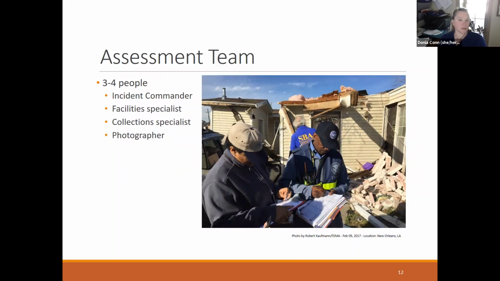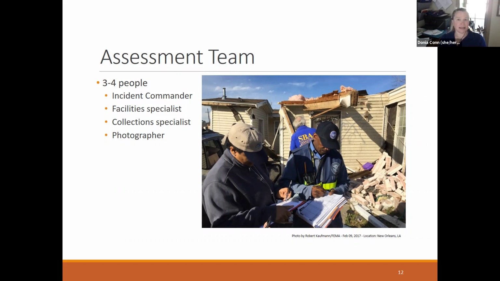You might want your incident commander as part of this team, but that's not required. But it can help for the incident commander to really be a part of gathering the information needed so they have that boots on the ground look at what's going on.